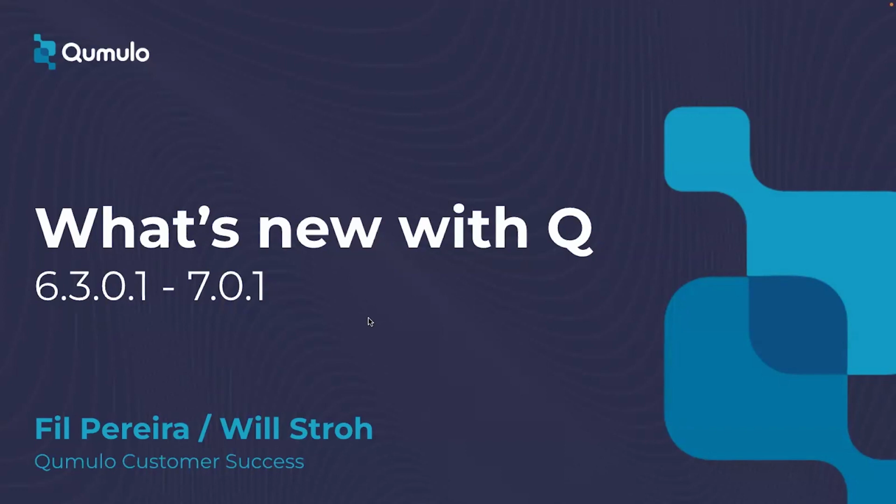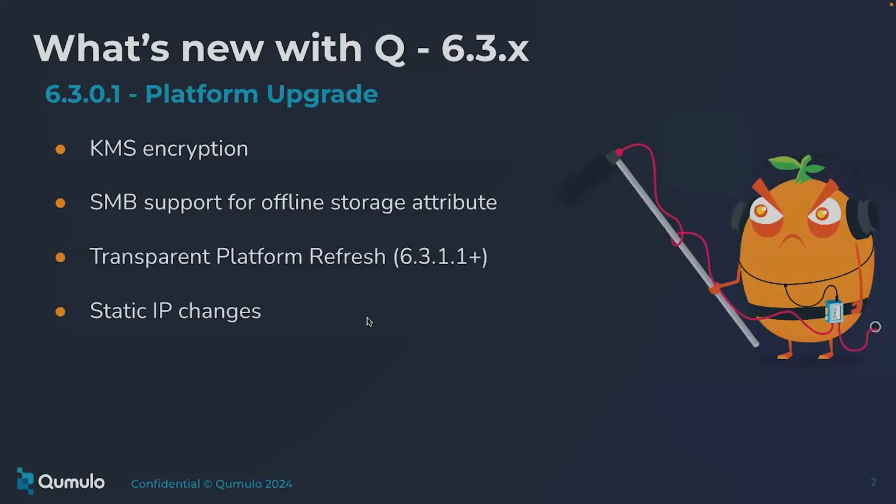So today we'll be running over 6.3.0.1 to 7.0.1. With the 6.3.x platform upgrade, for those who aren't already aware, platform upgrade means that we will need to conduct either a complete reboot of the cluster or a rolling reboot of the cluster to apply this version. Some of the key features in this version are KMS encryption, SMB support for offline storage attribute, transparent platform refresh 6.3.1.1 plus, and we'll go into that, as well as static IP changes.